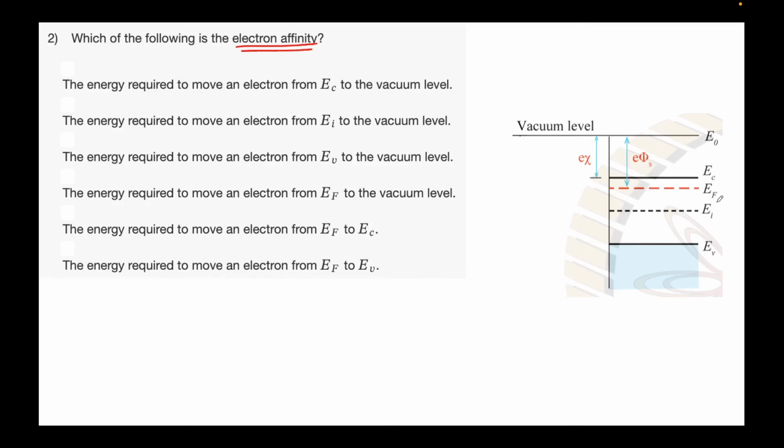We have also drawn the EI, the intrinsic level, which lies at the midpoint of EC and EV, and EF is the Fermi level for this material. One thing you can clearly notice is that EF is closer to EC. First of all, between EC and EF there is a band gap, so this means this material is a semiconductor.